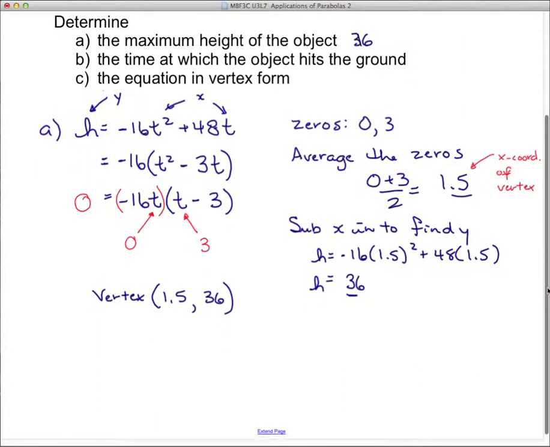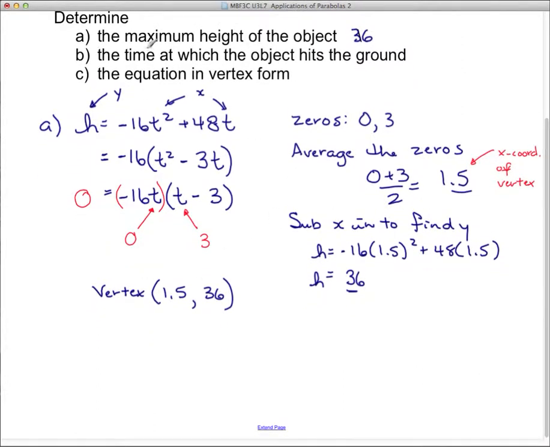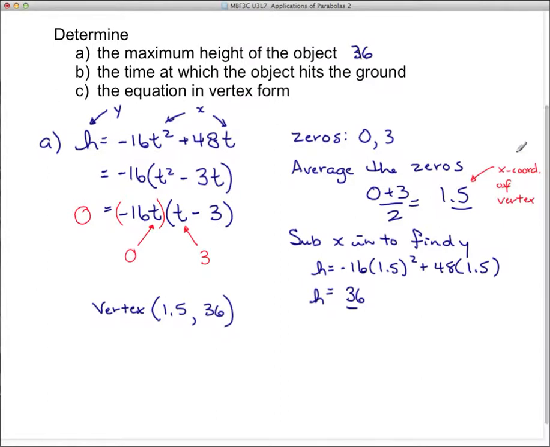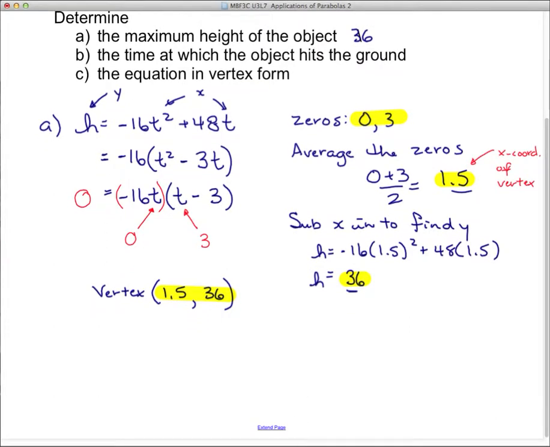I'm going to make a sketch of this object once I've got the vertex and I've got the zeros. If you have the zeros and the vertex, I'm going to highlight them. We got the zeros. Now we have the vertex because we found the x-coordinate of the vertex, and this is the y-coordinate of the vertex. Once we have those things, we can make a good sketch of this object. And once we have a sketch, we can answer all kinds of questions.